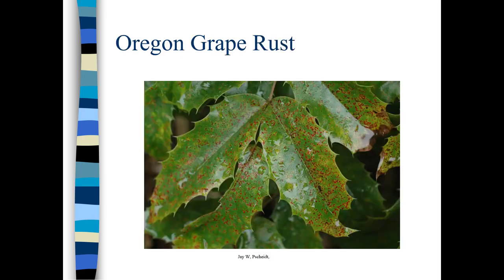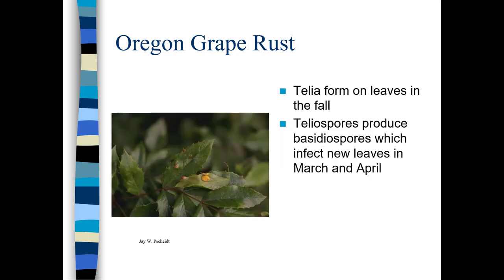And Oregon grape rust. Somebody was asking about this. So telia form on the leaves in the fall, and then teliospores produce basidiospores, which infect new leaves in March and April. And the spores don't travel very far, so sanitation may be very helpful in management of this disease.